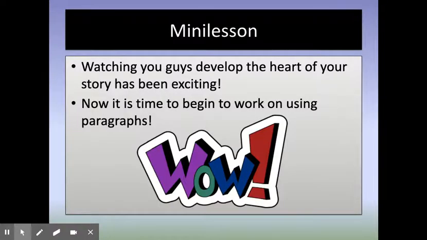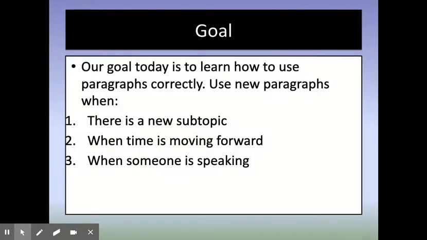I loved watching you guys develop the heart of your story last week. It really made me think about what the most important parts of your story were, and it made me really appreciate your stories. Nice job. Now it's time to begin working on using paragraphs.